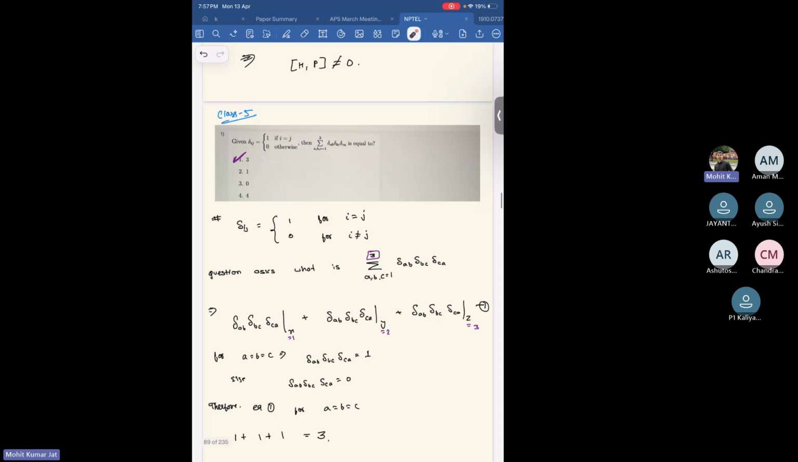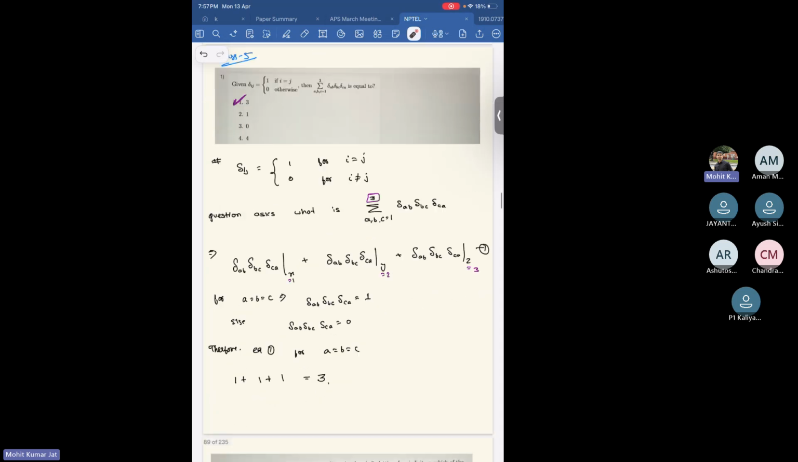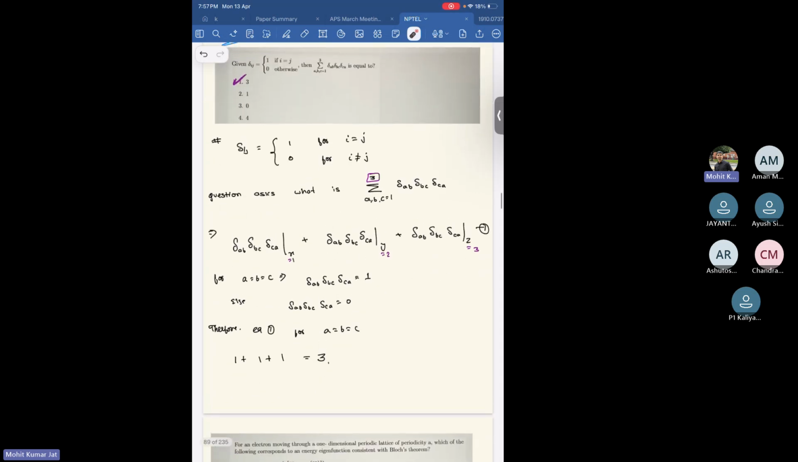This is class 6, and assignment number 5 and class number 6, basically. So, given delta ij equals 1 if i equals j, and if i is not equal to j, this is 0. This is the Dirac delta function, right? Then this asks what will be the value of the sum over a, b, c equals 1 to 3. Basically, 3 of the available states are there. In that case, when a equals b equals c, for those cases it will be 1, otherwise it will be 0.